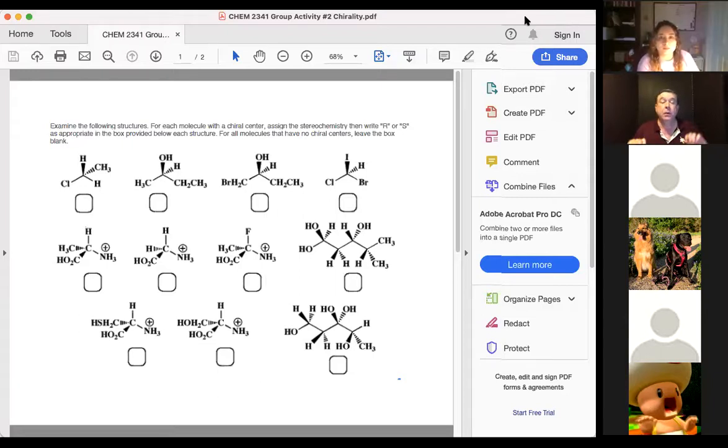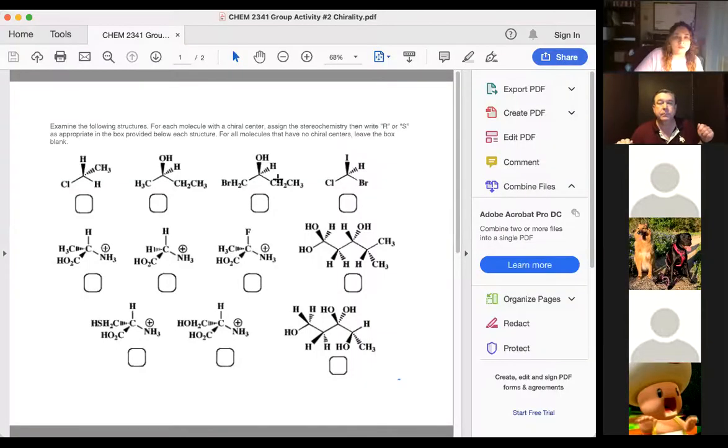Okay, so we're going to break out into breakout rooms, and you're going to do this as a group. Remember the 3 rules of prioritization. Atomic number, if that gives you priority, you're done. You don't have to worry about anything. And can you see my screen? No, screen sharing is paused. Let's try to share it again. There we go. Can we see my screen again?